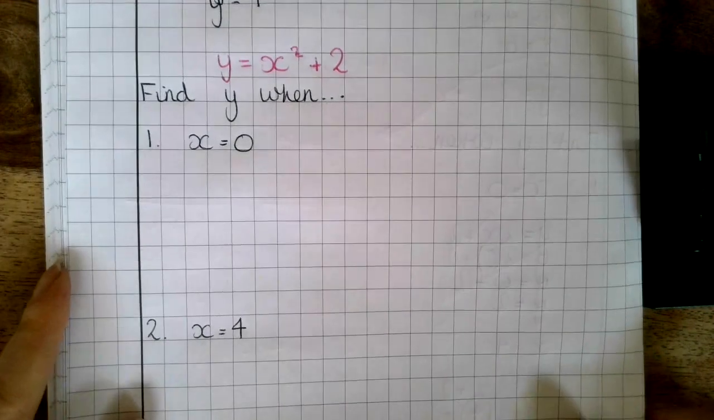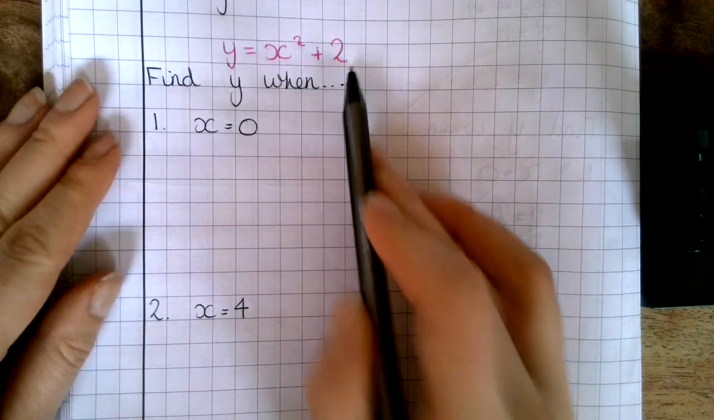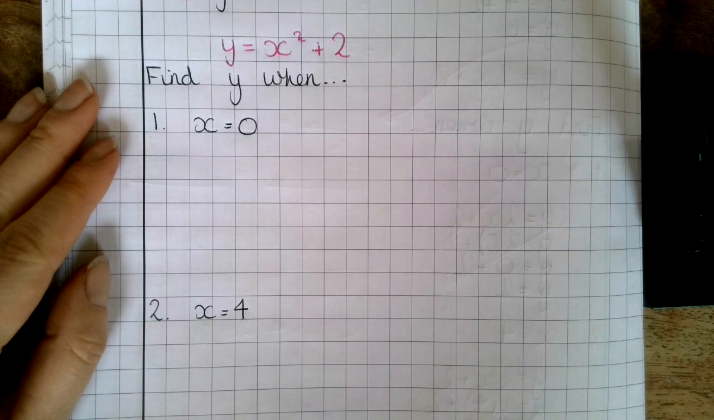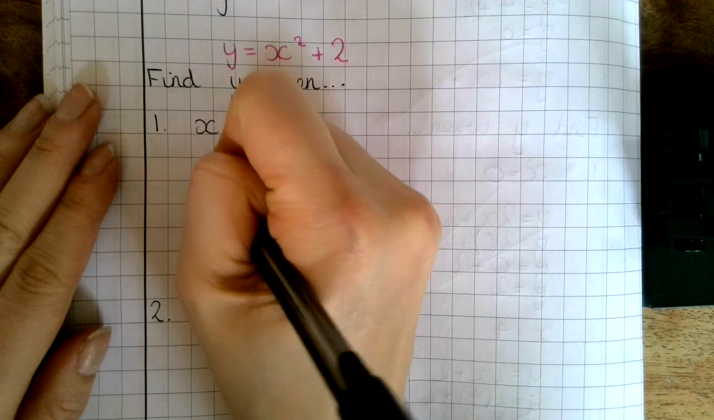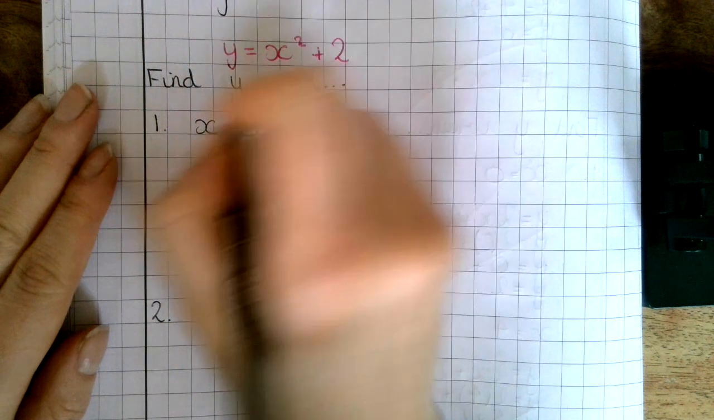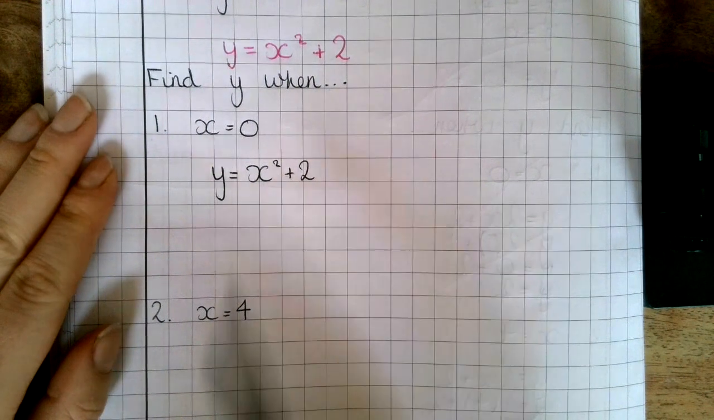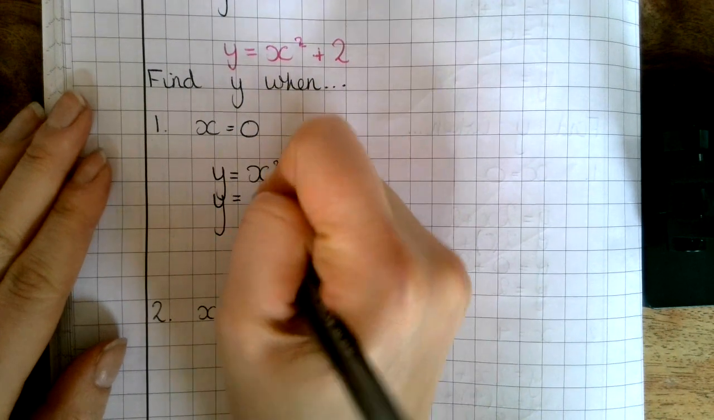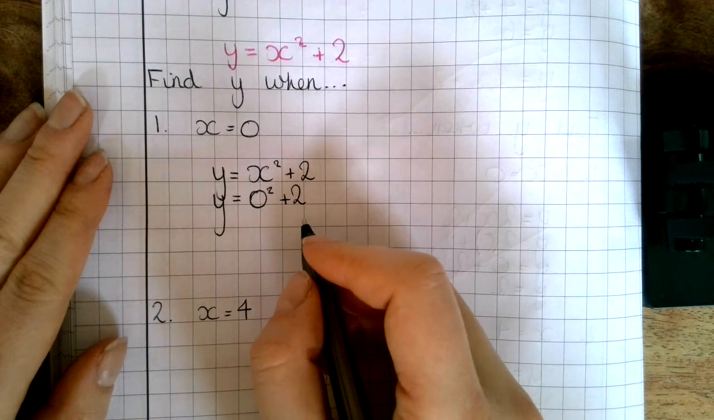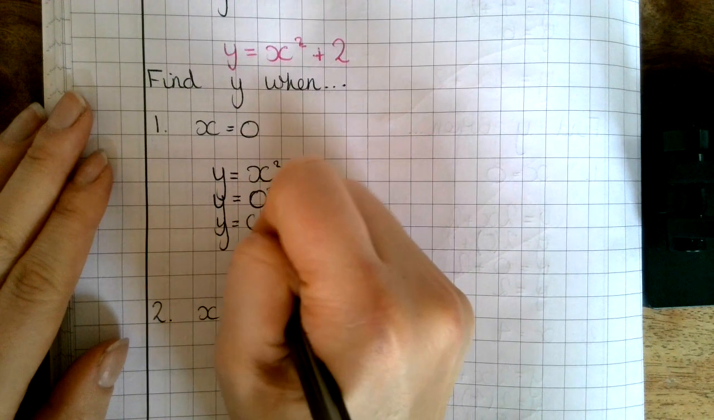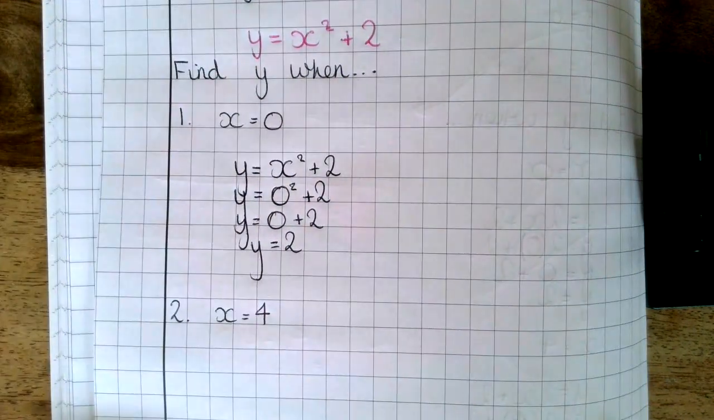Our last I do example, we've got y equals x squared plus 2. So remember, when we're squaring, we are multiplying a value by itself. So let's start off by writing our equation, y equals x squared plus 2. I want to find y when x is equal to 0. So I'm doing y equals 0 squared plus 2. 0 times 0, that is just 0 plus 2. So y is equal to 2.